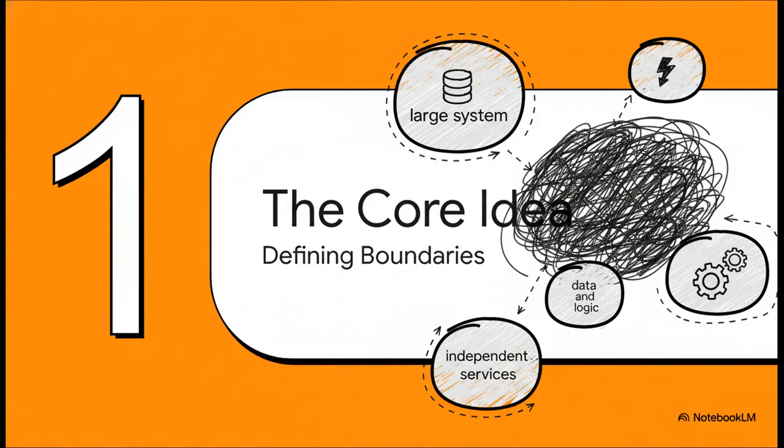So where do you even start with something like this? Well, the first step is absolutely the most important one. You've got to define your boundaries. This is all about thinking strategically and slicing up that big system into logical, independent pieces. Each one needs to own its own data, its own logic, and you really have to get this right, because if you don't, you end up with what's called a distributed monolith. And trust me, that gives you all the headaches of microservices with none of the benefits.